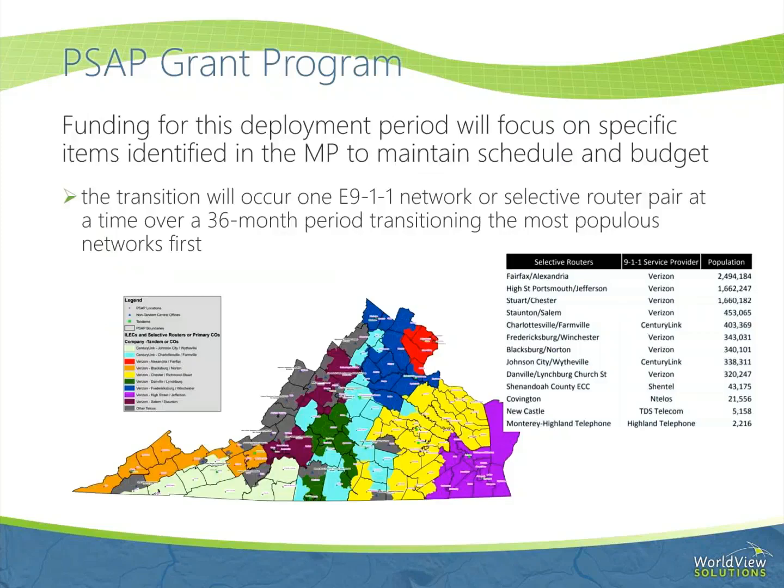So as I mentioned, funding for this deployment period will focus on only specific items identified in a migration proposal, or MP, to maintain the schedule and the budget and make sure that they stay on top of the deployment period. The transition is planned to occur one E911 network or selected router pair at a time, as I mentioned, for a 36-month period. And their plan is to start with the most populous networks first. So this is a little table that's been supplied recently on the plan to start with Fairfax and then to move through some of these different selective router pairs.